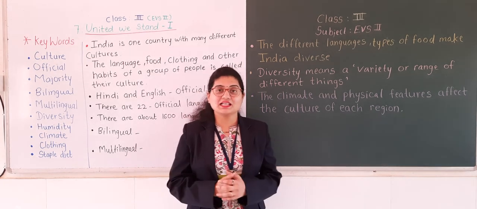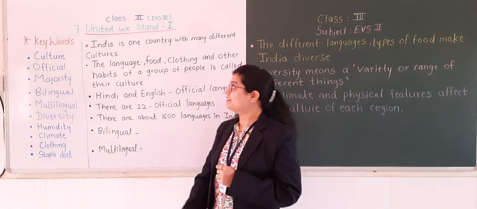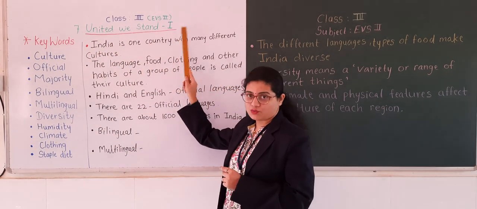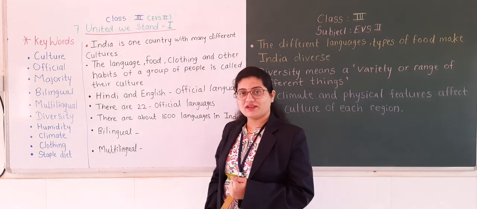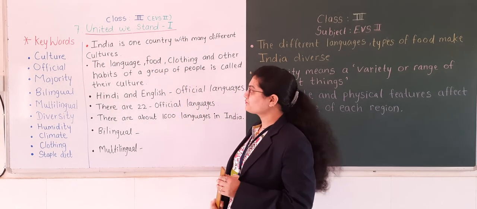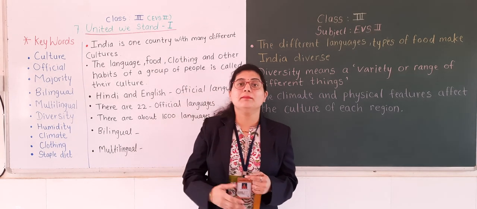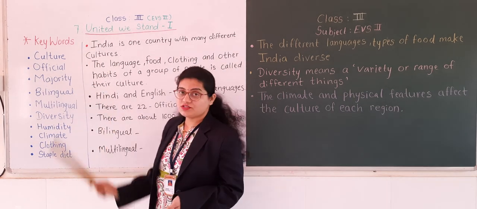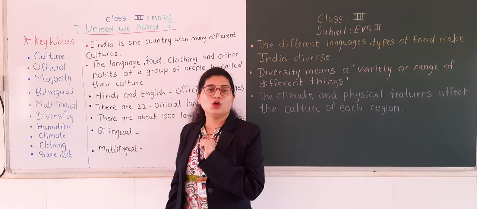Now, in today's class, we are going to start new lesson of EVS 2nd, that is lesson number 7, United We Stand, Part 1. Okay, what is the name of lesson? The name of lesson is United We Stand, Part 1. While reading this lesson, we may come across some new words, and that new words are the keywords. So you have to write down these keywords in your EVS 2nd notebook.